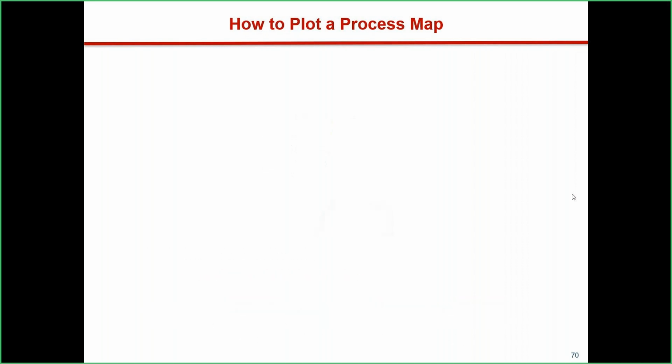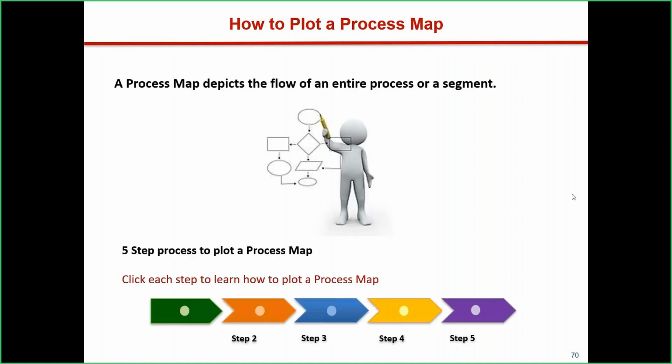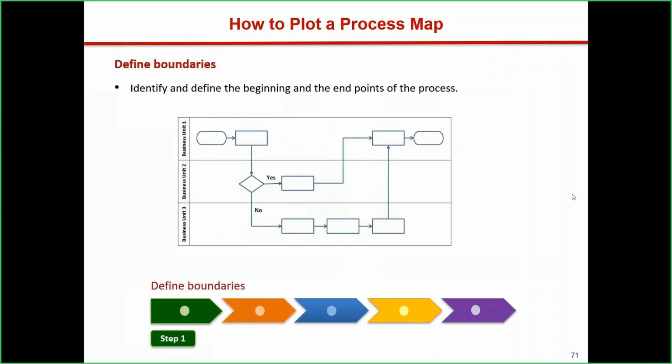So step one, identify and define the beginning and the end point of the process. Very important. This way you are scoping the process. You are saying this is the start and this is the end. You are not going to digress. You are not going to go before or after the start and end point.